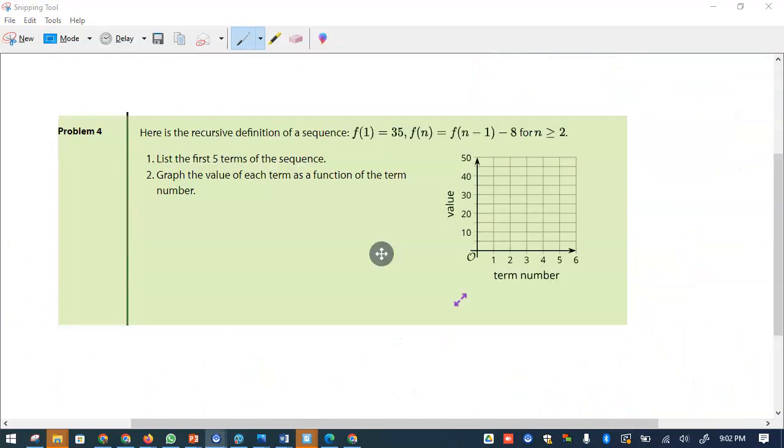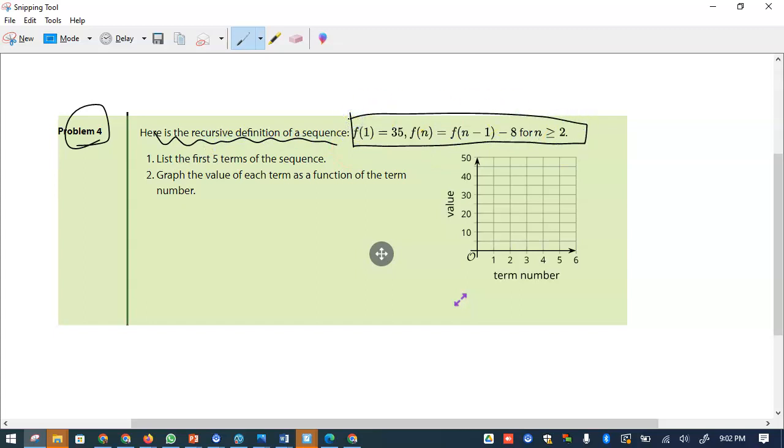I hope that. Yes, now let's see question number 4. Here is a recursive definition. We are being already given the recursive definition. The question is, can we make a table out of this?